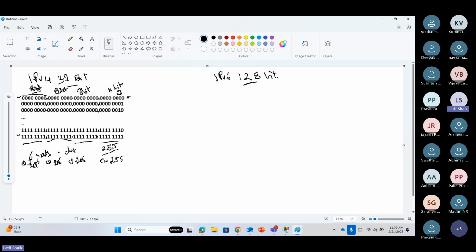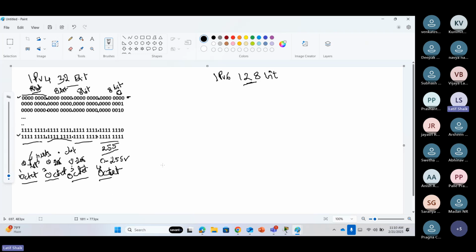Because each part has 8 bits, we call it an octet. Each part we call an octet. The first one is the first octet, the second part is the second octet, the third part is the third octet, and the fourth one is the fourth octet. Octet means 8 bits, and each octet's value is 0 to 255 only.